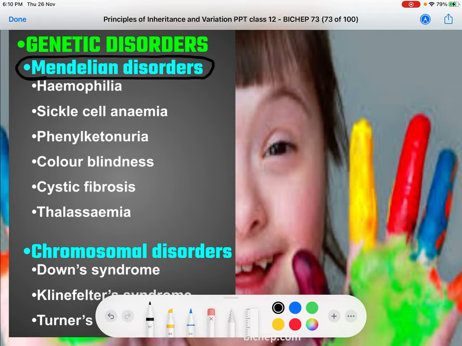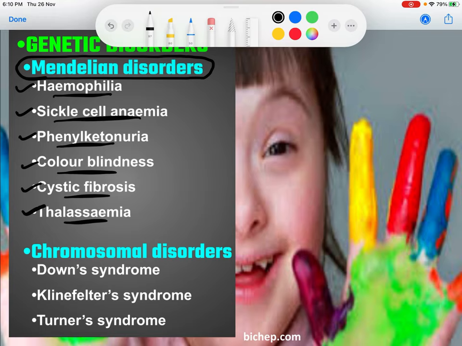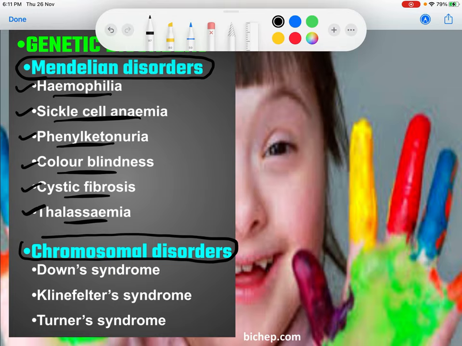Major examples which are given here: number one, hemophilia; number two, sickle cell anemia; number three, phenylketonuria; number four, color blindness, cystic fibrosis, thalassemia. These all are genetic disorders, or we can say Mendelian disorders, and very few are chromosomal disorders, which are Down syndrome, Klinefelter syndrome, or Turner syndrome. These are the three main examples we are going to see later on in this chapter. So these are the types of disorders.